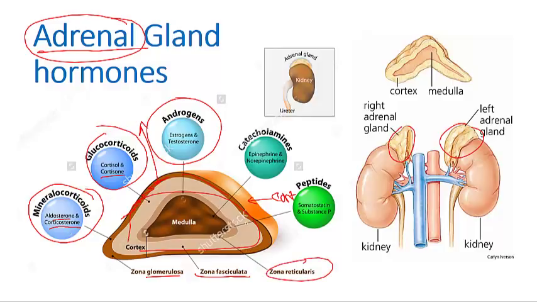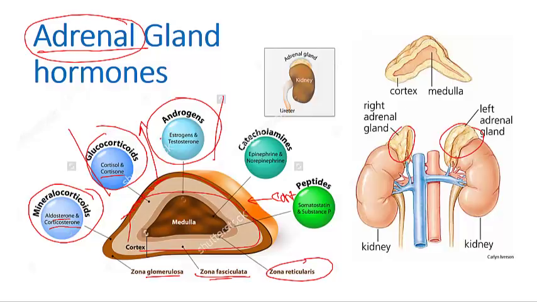It's the innermost layer of the cortex, and the zona reticularis secretes glucocorticoids and androgens as well. Glucocorticoids are secreted mostly by the zona reticularis and zona fasciculata, while the zona glomerulosa is the only one which secretes the mineralocorticoids. The rest of the region secretes glucocorticoids and androgens together.